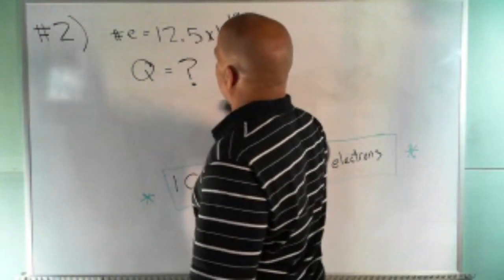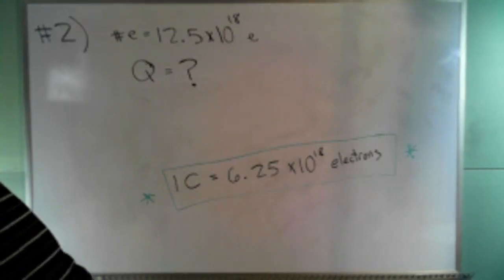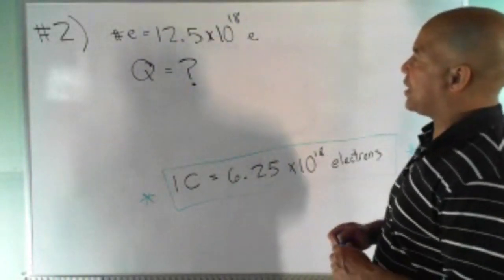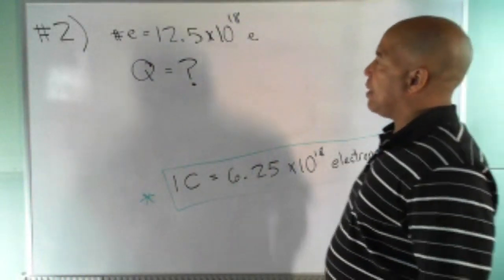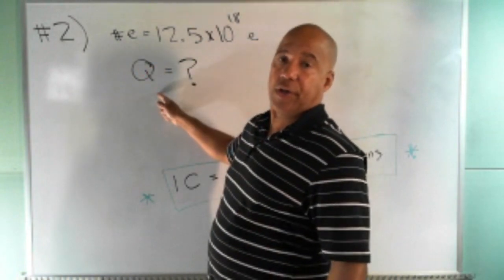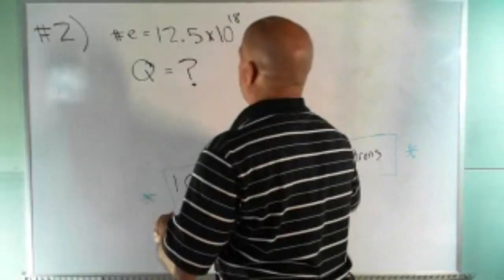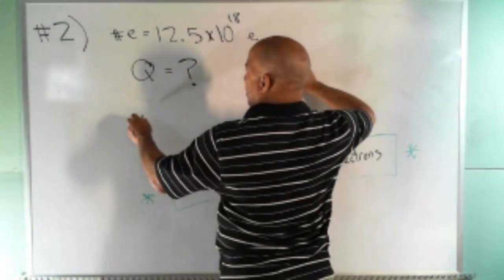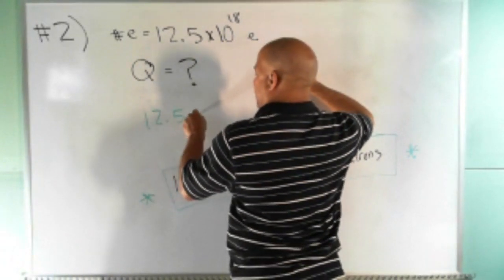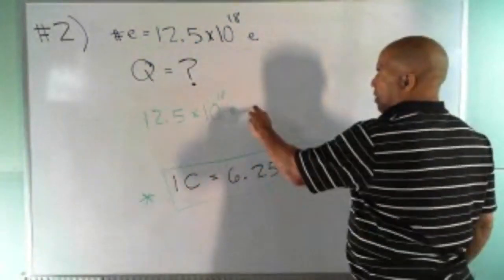There's different ways that you can do it, but I like to set it up using these ratios and cancel units out, and that way you can kind of see where things come from. So basically, we're converting electrons to charge. And so to do that, we're going to start with what we got. We got 12.5 times 10 to the 18th electrons. I'm going to multiply that.